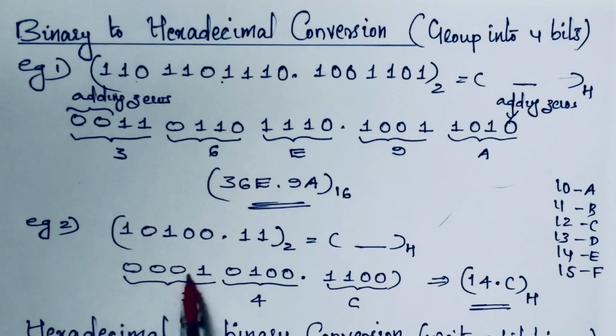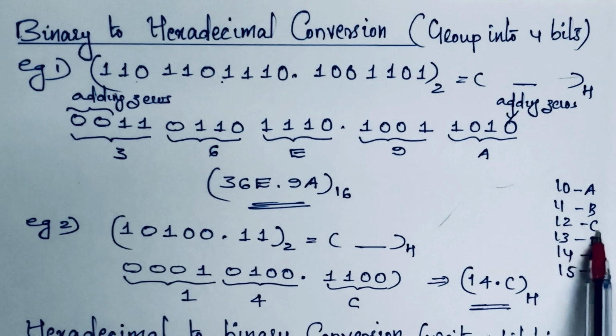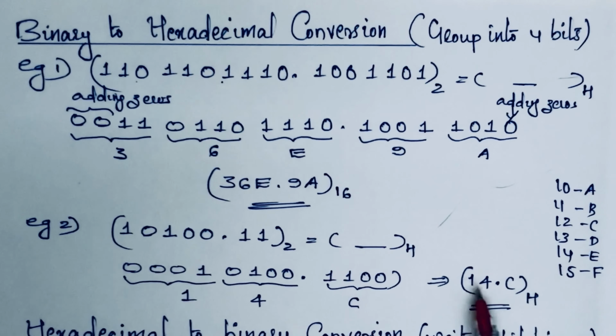Then the corresponding hexadecimal number. Here 0001, the hexadecimal value is 1. Then we have 0100, which is equivalent to 4. Then 1100 is 12. 12 is nothing but C, so we are getting C. So the answer is 14.C base 16.